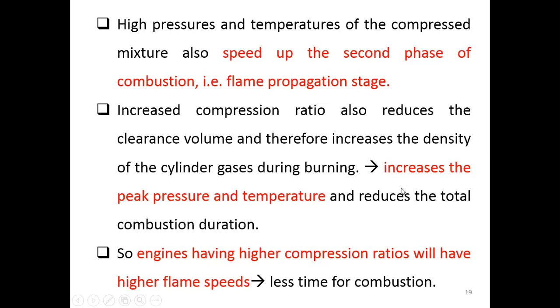So that means the peak pressure and temperature increase. And if the peak pressure and peak temperature increase, the amount of time needed for complete combustion can be reduced, right? So overall, an engine that has a higher compression ratio will have a higher flame speed. And because of higher flame speed, we have less time for combustion, and less time for combustion is good because we can have peak pressure near the top dead center.